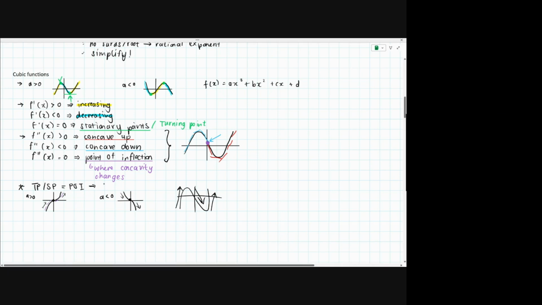So this situation essentially means there's no local maxima or minima, but that point of inflection just indicates the change in concavity. Again, not often, but it can pop up.